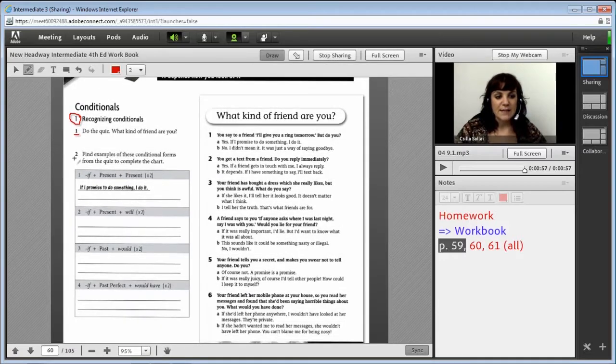And then the second part of this exercise is here. Find examples of these conditional forms from the quiz to complete the chart. So it's still about the quiz, but you need to find examples for all the 4 conditionals. The first one, if plus present, which is which conditional? The zero conditional. And then number 2, when we have if plus present and will, first conditional, and if plus past plus would, second conditional, and our new grammar structure from today, if plus past perfect plus would have, third conditional. That's right. You can find examples in the quiz. So that's what I need you to write here.